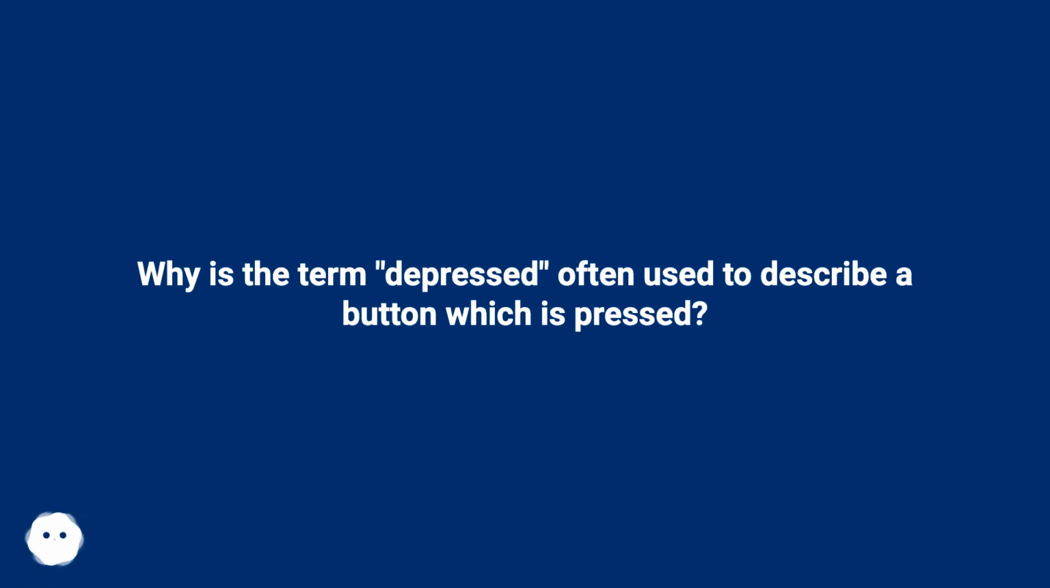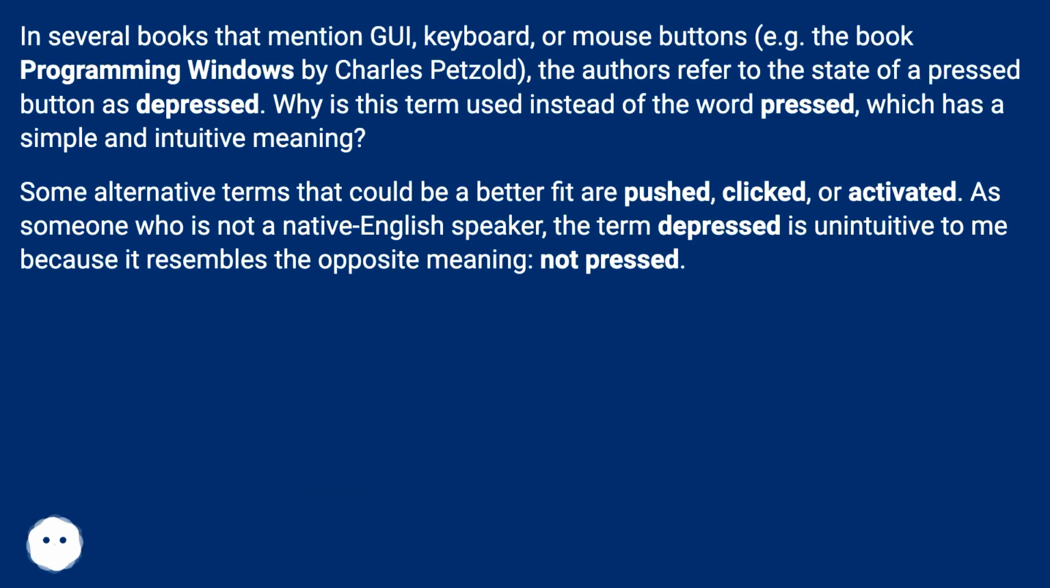Why is the term depressed often used to describe a button which is pressed? In several books that mention GUI, keyboard, or mouse buttons, e.g. the book Programming Windows by Charles Petzold, the authors refer to the state of a pressed button as depressed. Why is this term used instead of the word pressed, which has a simple and intuitive meaning? Some alternative terms that could be a better fit are pushed, clicked, or activated.